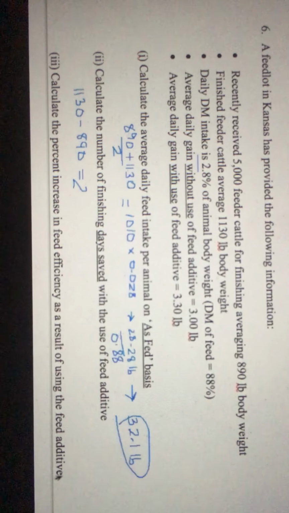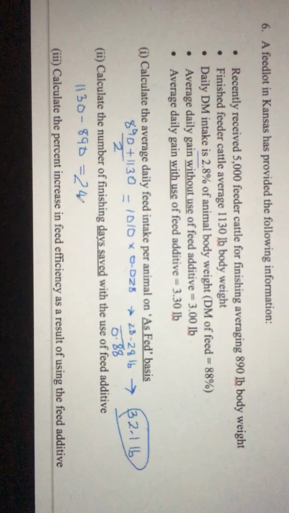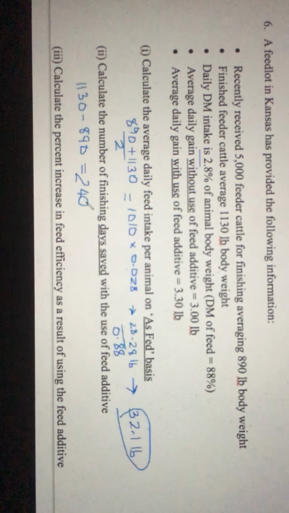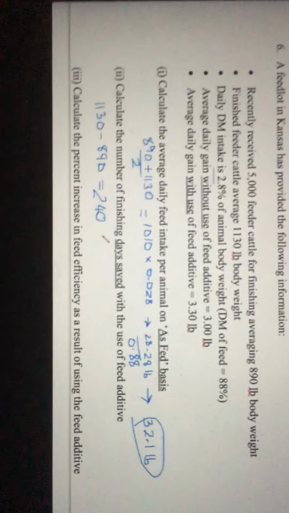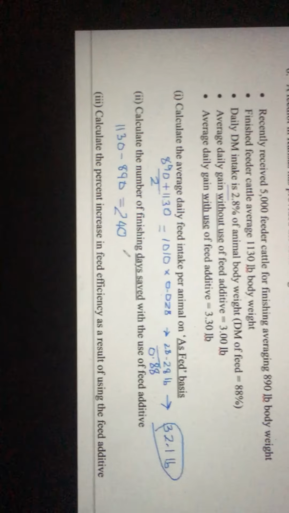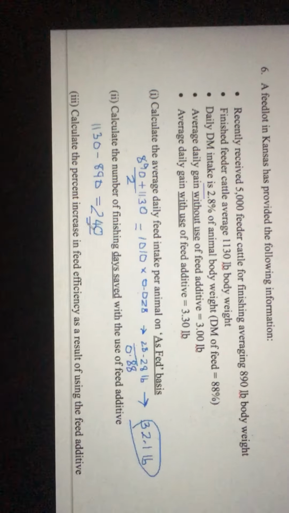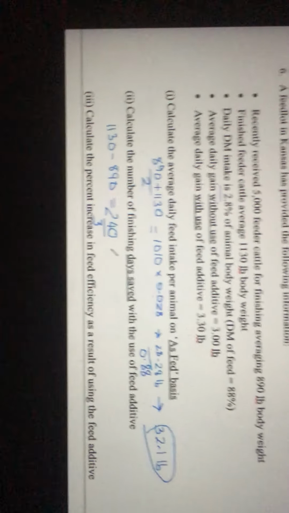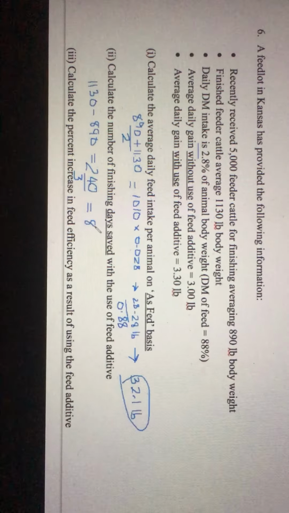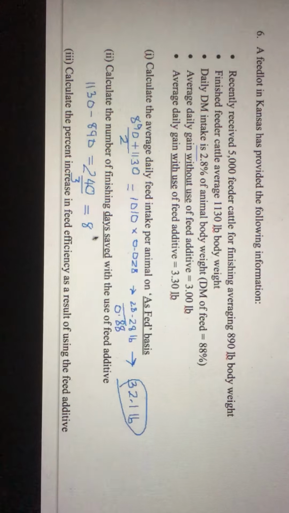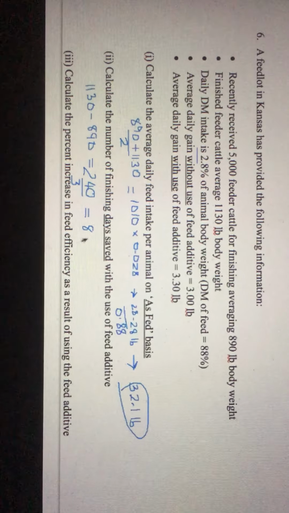240 pounds. Now, this is the amount of weight that has to be added on here. So, for the animals that are not given a feed additive, if you divide this by 3 pounds a day, I see those animals need 80 days. They need 80 days here.